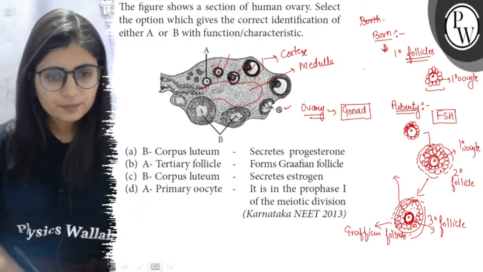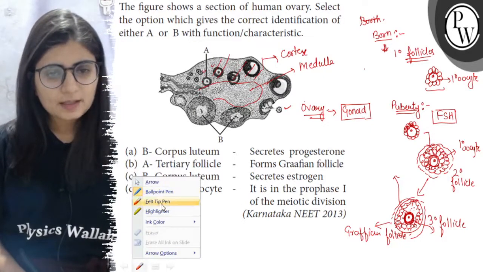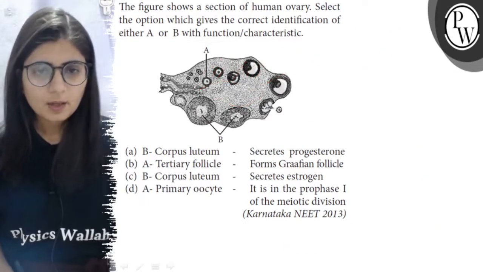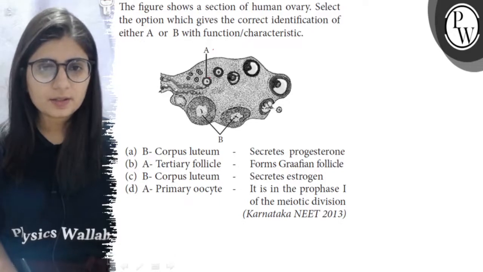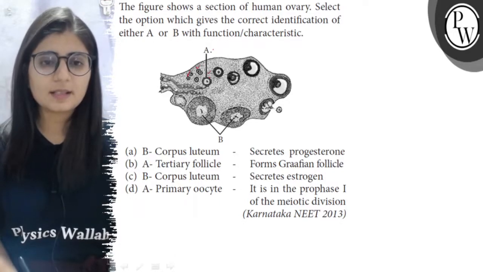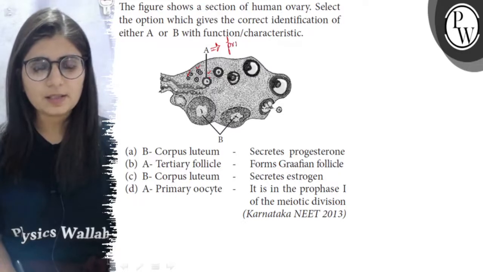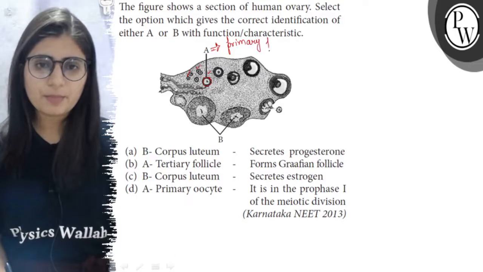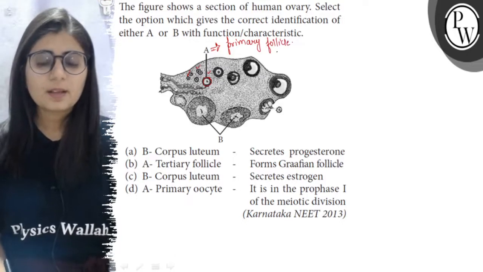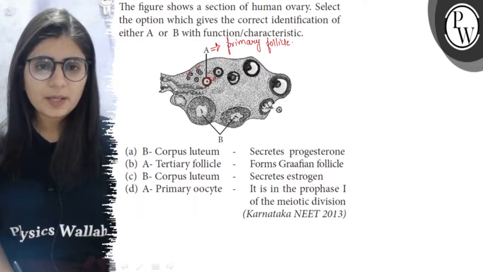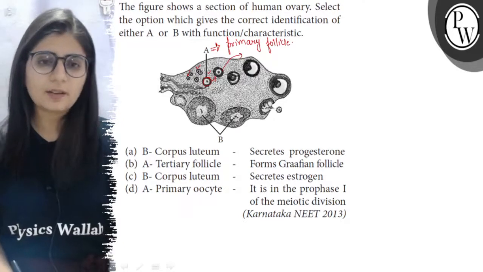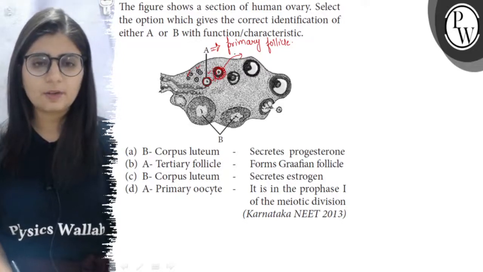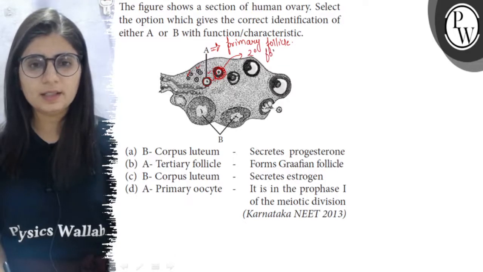So let's see now what is happening in this diagram. Now let's see what is happening here. So these are the primary follicles, because these are surrounded by only a single layer of follicular cell. So this is a primary follicle. Now this primary follicle is further developing into the secondary follicle, which is characterized by more layers of follicular cells, and the formation of theca. So this is a secondary follicle.